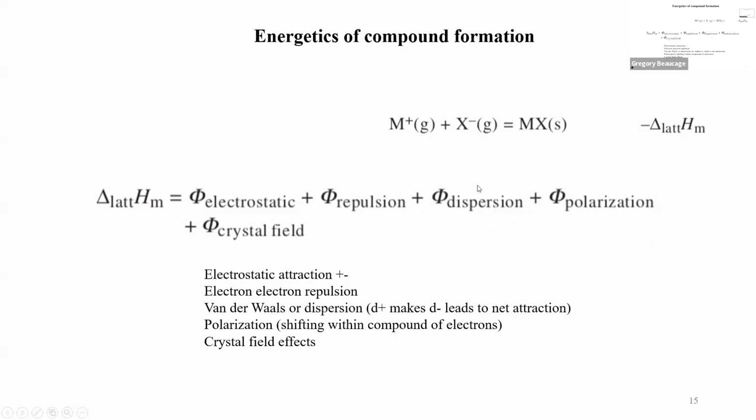And then in addition to that random motion of the electrons, they can also polarize. So there's polarization energy. This is a random process of electrons moving around, but this isn't random. Once you have charged species like Cl minus and Na plus, then this polarization of the electrons is an energy issue. And then there's this crystal field effect, which has to do with the transition metals, which we'll have to talk about extensively.